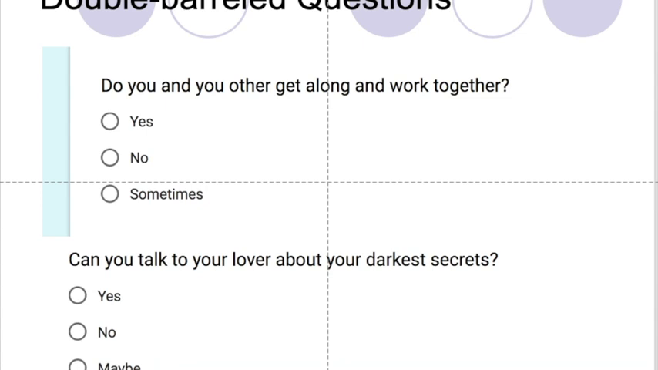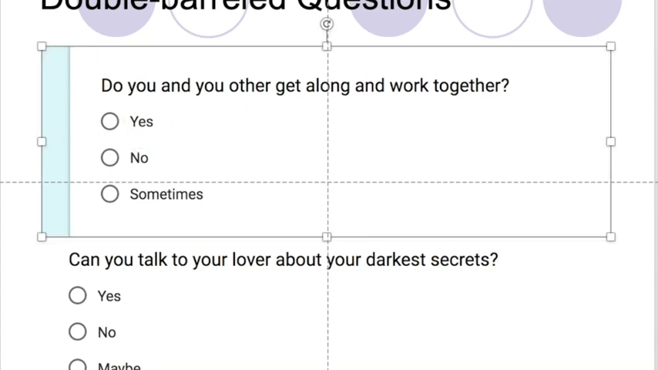I was mentioning earlier these two-part or double-barreled questions. Do you and, I think it's supposed to be, your significant other get along and work together? So what if you physically work together but you don't get along? Again, this is a forced choice: yes, no, and sometimes. If you're going to use forced choice, just give them two options. Otherwise, you should make it a scale question because you're going to start to get confused answers and not be sure what to do about them.